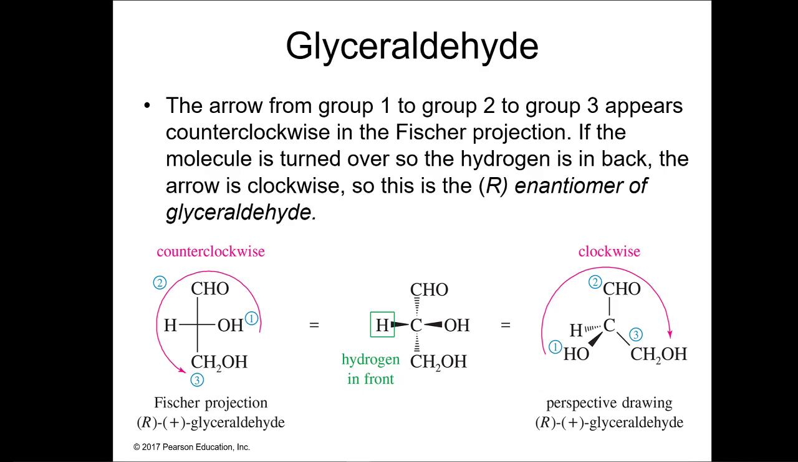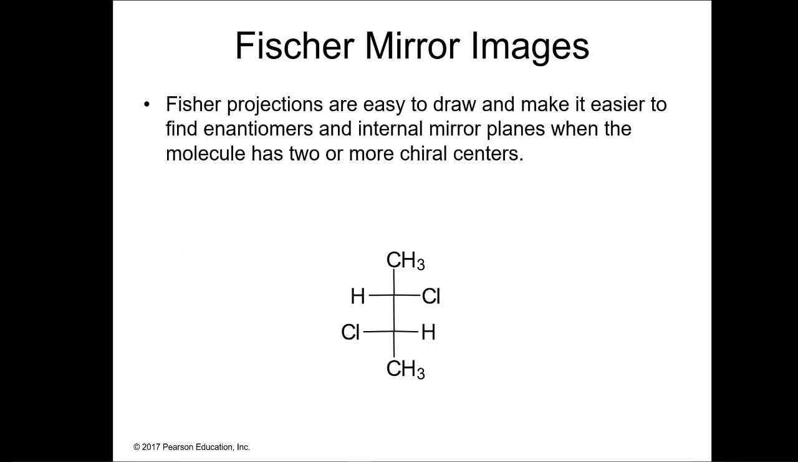So for a Fischer projection, and this is the part that wrinkles your brain, the rotations are reversed, and only in a Fischer projection. Counterclockwise is R, clockwise is S, in a Fischer projection only. And Fischer projections are super useful because they let you find your enantiomers, they let you look at mirror planes, and they let you determine chirality of multiple chiral centers.